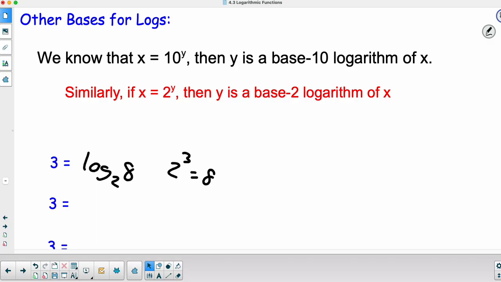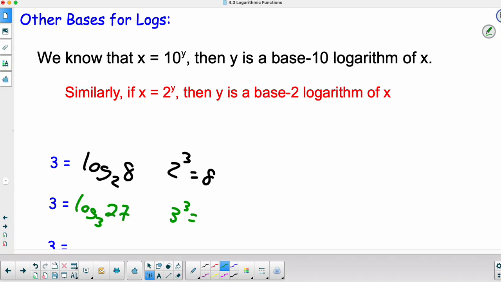Log base 2 of 8, which we're going to see in a second, is a way to write the number 3. But you're like, Mr. Roy, I don't want to write it as log base 2. I want to write it as log base 3. Well, 3 raised to the 3rd power is what? 27. So log base 3 of 27 is actually also the number 3. You can write any number as a log is what I'm trying to show you, and I can write it as any base I want, log base 2, log base 3.